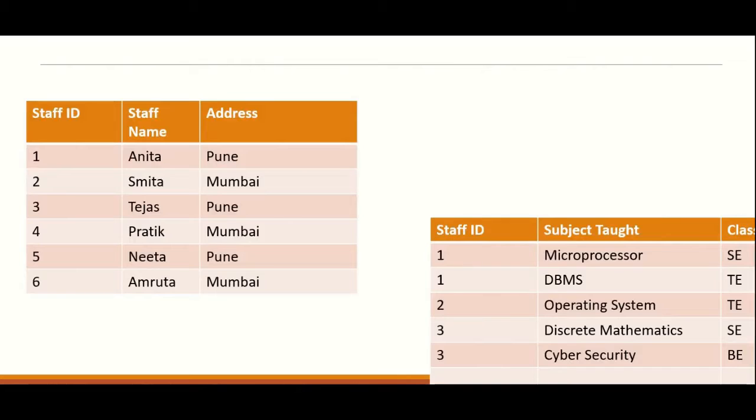Now we'll see how actually to link these. These are two tables. This is the staff table with staff ID, and this is the subject taught table. If you note, this is the primary key and this is going to be a foreign key. The subject taught table refers to values of IDs from the staff table.